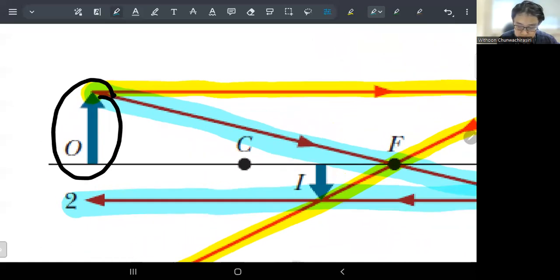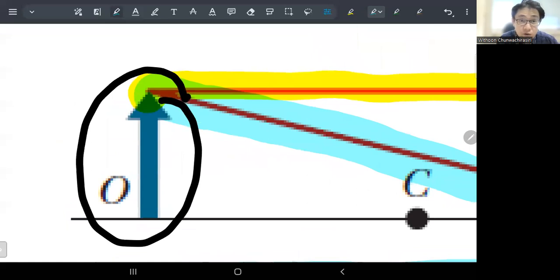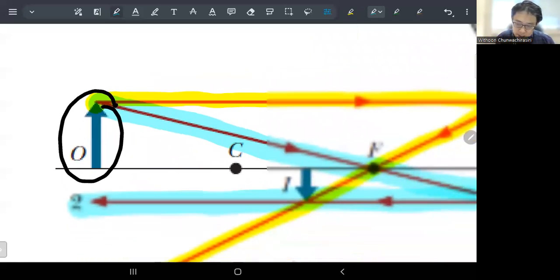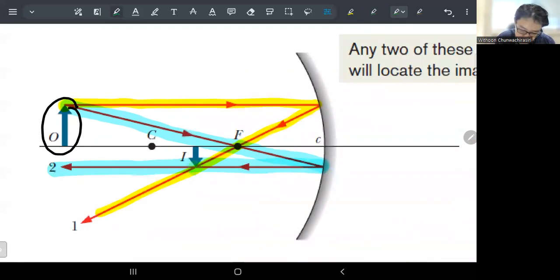So you start seeing this, see? The rays coming out from the tip of the object are no more a parallel beam. It's a diverging beam. So that's why you're going to hit a different point of intersection here. Let me highlight that one. Here. That's where ray number one and ray number two are crossing. And that's how you pinpoint the image location.